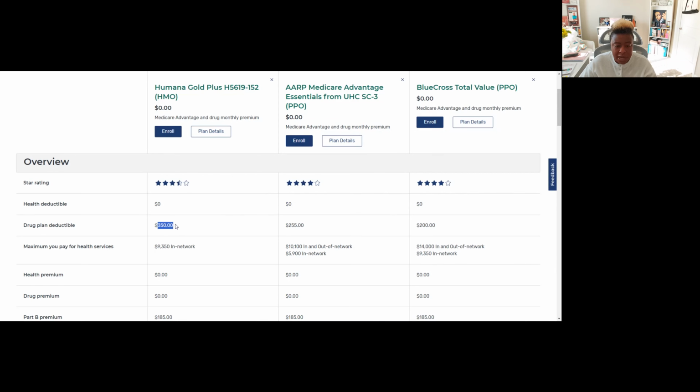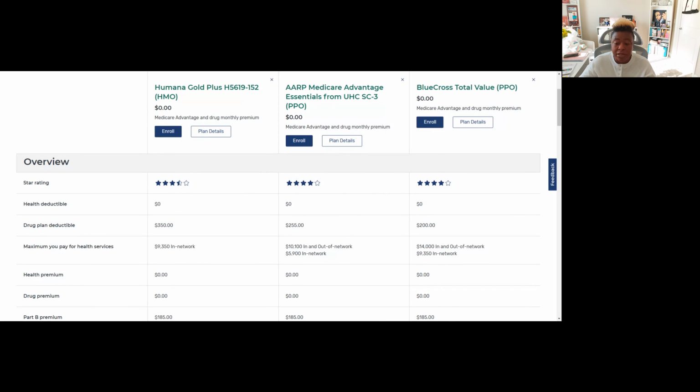Drug plan deductible, we got $350 here, $255 there, and $200 here. The maximum you pay for health services, $9,350 here, $5,900 here in network, and $9,350 here. So how I describe this is when you're in a Medicare Advantage plan, there is a cap on the maximum amount that you'll ever pay out of your pocket. So if something catastrophic happens, you will never pay more than $9,350 on the 2 plans on the beginning and end, and no more than $5,900 in network for the one in the middle.